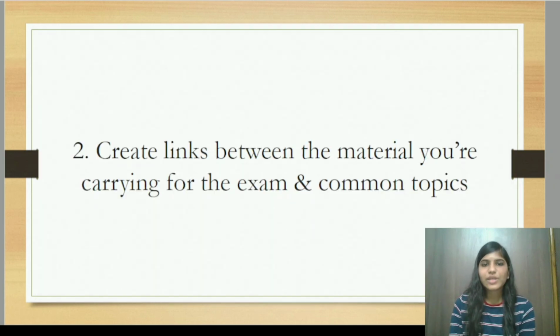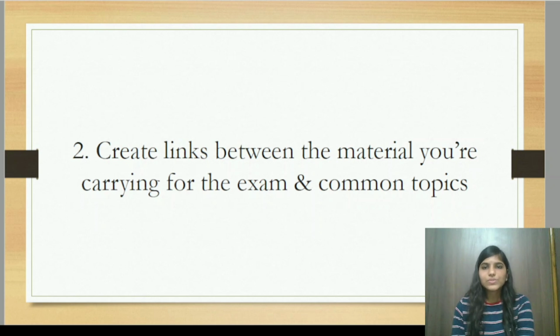The second tip which I want to tell you is to create the link between the material you are carrying and the common topics. By this what I mean is, suppose a certain topic you have written in your notebook and it is also present in the ICAI study material. So it becomes very important for you to cross link both of them and give a page number reference. This way when the content pops up in the examination, you know what to structure after what.